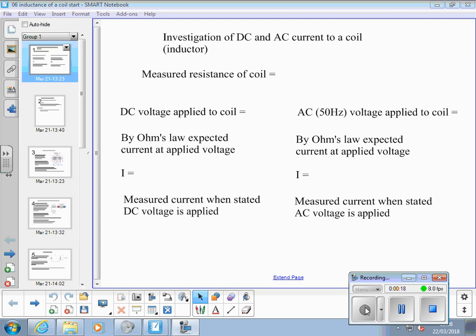A coil of... just going to measure... .1 ohms.